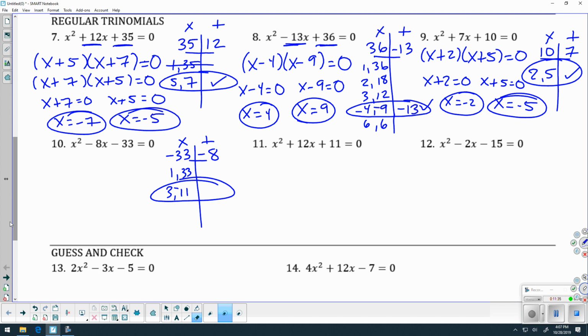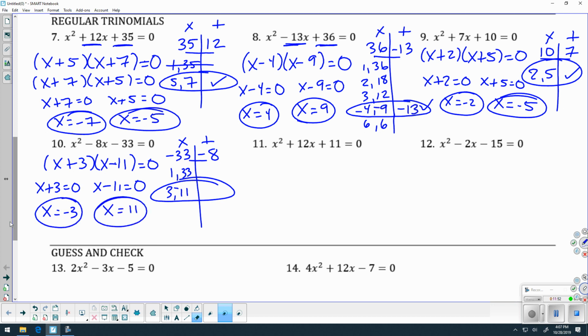Okay, so how this factors would just be x plus 3, x minus 11. And now solving it, set them both equal to 0. Solving each one, you get x equals negative 3. And you also get that x equals positive 11. And there you go. So for number 11, so you don't have to make this table every single time.